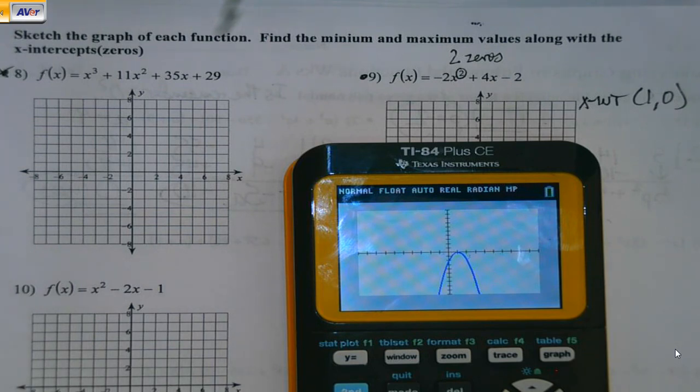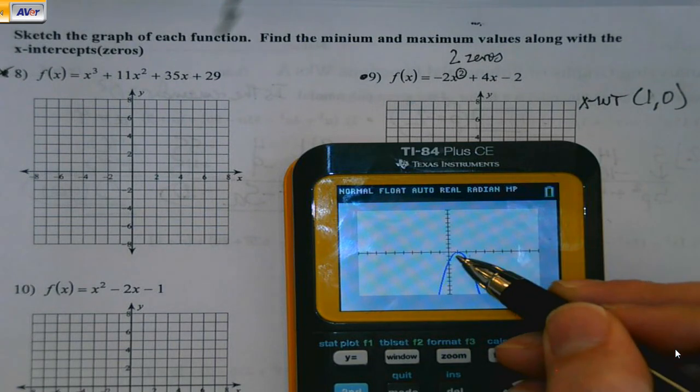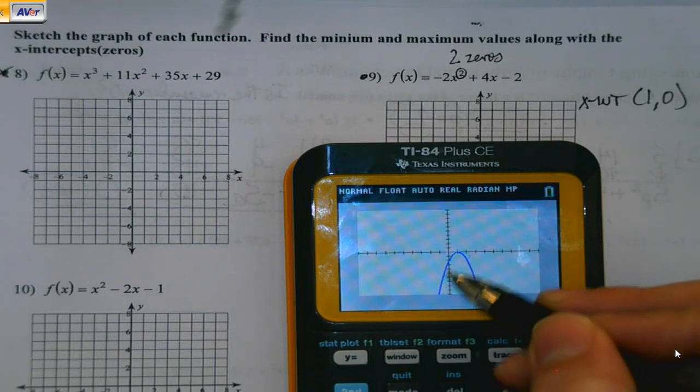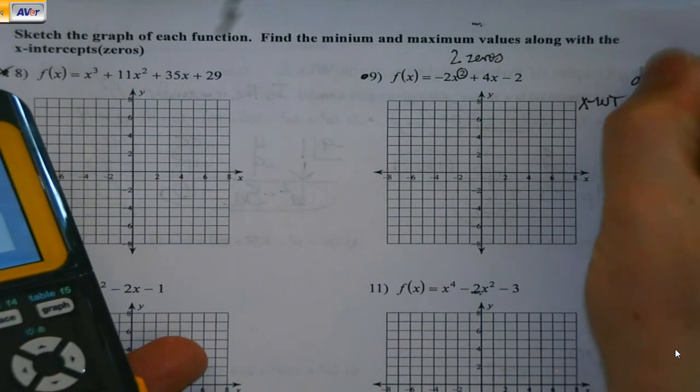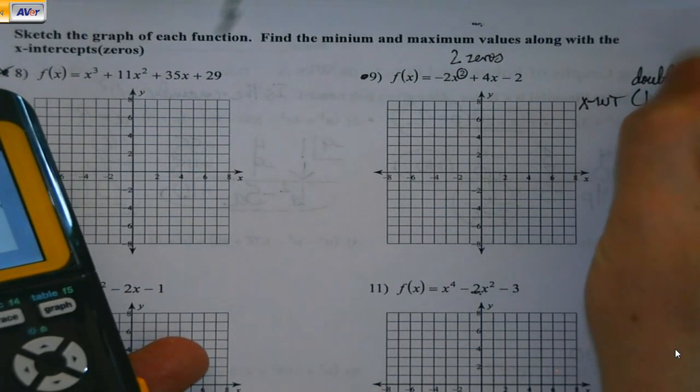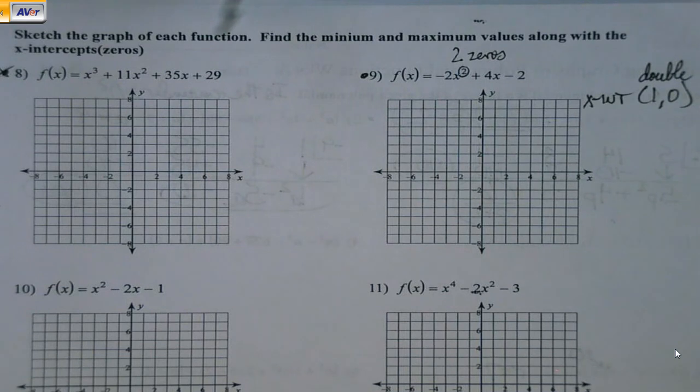What's the deal? Oh, yeah. This is bouncing off of the axis. It's not going through. It's getting to the x-axis and it's moving. So this is a double intercept, a double root, or it's our rule of multiplicity, which we're going to talk about again here in a little bit.